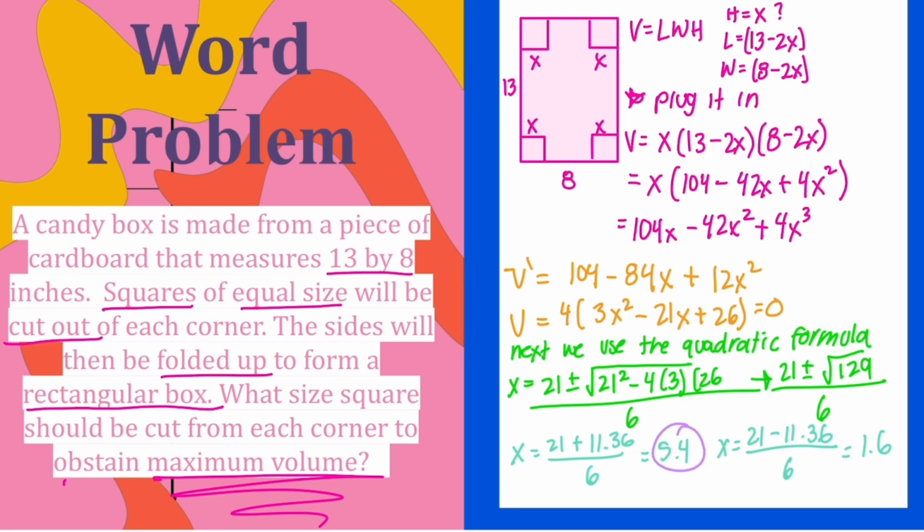Now, what we're trying to do is figure out which one it is. Can it be 5.4? No, because 5 is practically more than half of 8 inches, and same with 13. So it's way too big to be something that can obtain maximum volume. So we're going to stick with 1.6, and that's going to be our answer.